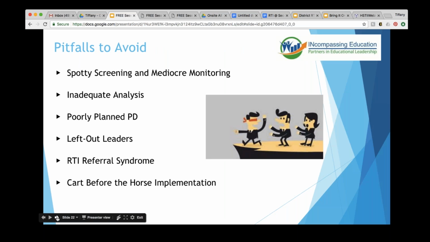Okay, so some pitfalls to avoid. Let's talk about the things you don't want to do. You definitely don't want spotty screening or mediocre monitoring of your students' progress. This is something you're going to want to make a schedule for, just like we talked about during that progress monitoring conversation. Create a schedule, stick to it.